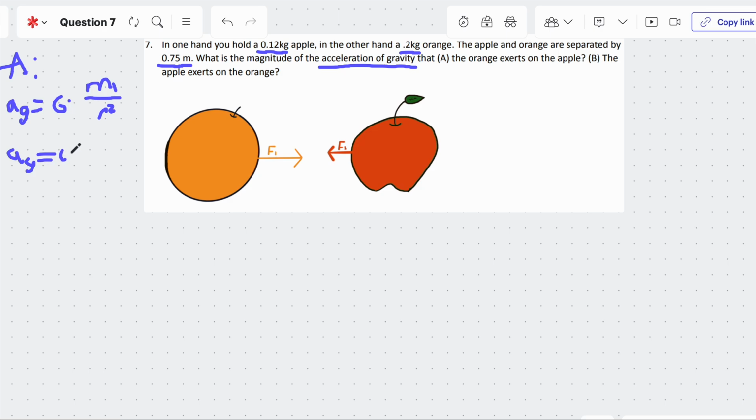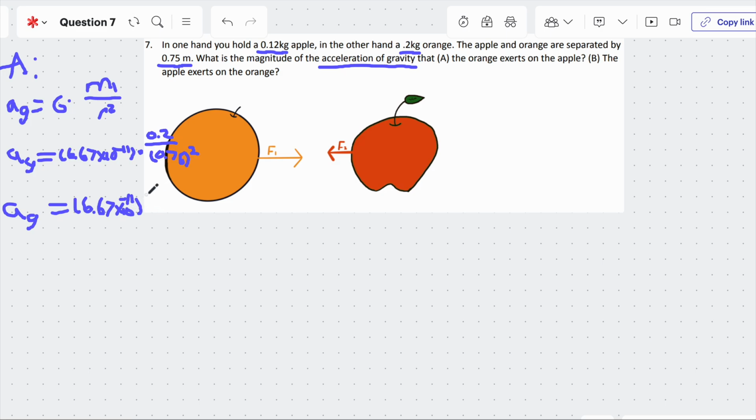Get our big G, 6.67 times 10 to the negative 11th, times our mass of the orange, which is 0.2, divided by our radius squared, 0.75 squared. Okay, so let's figure out this fraction first. I'm just gonna write this with our G still there.